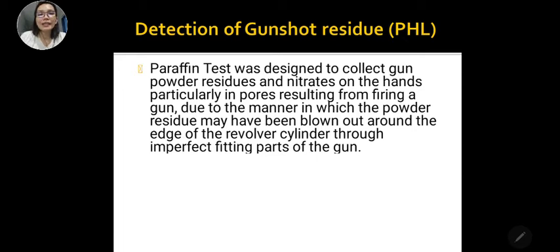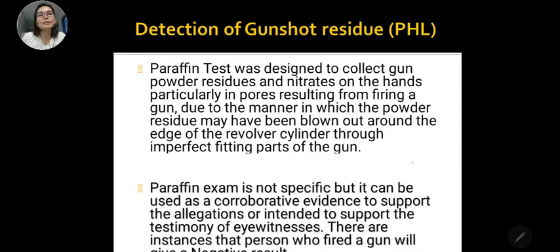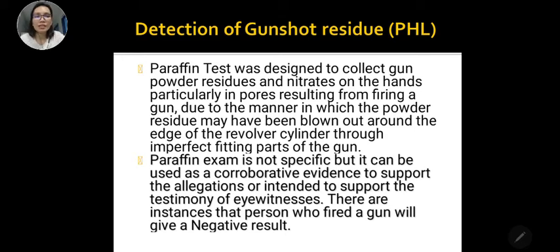So, yung ginagamit natin na test is the paraffin test, designed to collect gunpowder residues and nitrates on the hands, particularly in the pores, resulting from firing a gun due to the manner in which the powder residue may have been blown out around the edge of the revolver cylinder through imperfect fitting parts of the gun. So, this is not specific, but it can be used as corroborative evidence to support the allegations of eyewitnesses or intended to support the testimony of eyewitnesses.